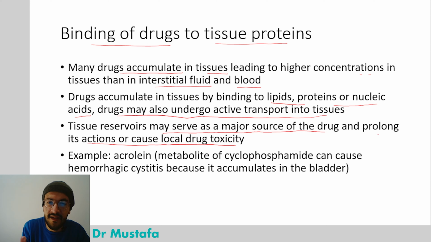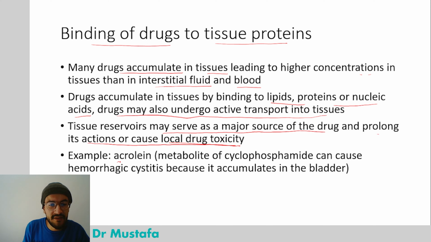The tissue proteins also might act as a reservoir for the drug, meaning when the free part decreases, the bound part will try to supply the free part. But they may also cause local drug toxicity to the tissue, depending on the type of drug and the type of tissue affected by that drug.